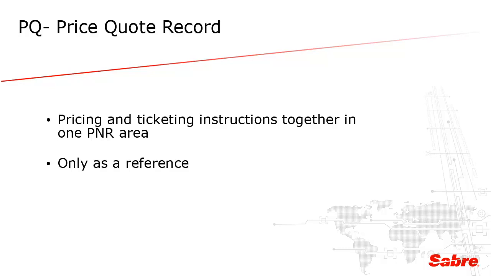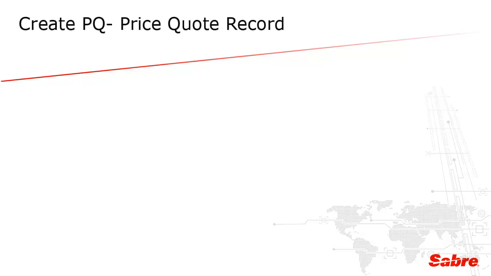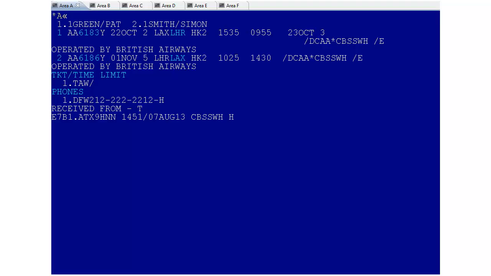Stored fares do not affect the ticketing price, so it is important to advise passengers of potential fare increases and that the fare is only guaranteed when ticketed. You can create PQ records from the last itinerary pricing response or with the RQ shortcut while pricing. To take full advantage of the price quote functionality, add all applicable pricing and ticketing qualifiers to your format.